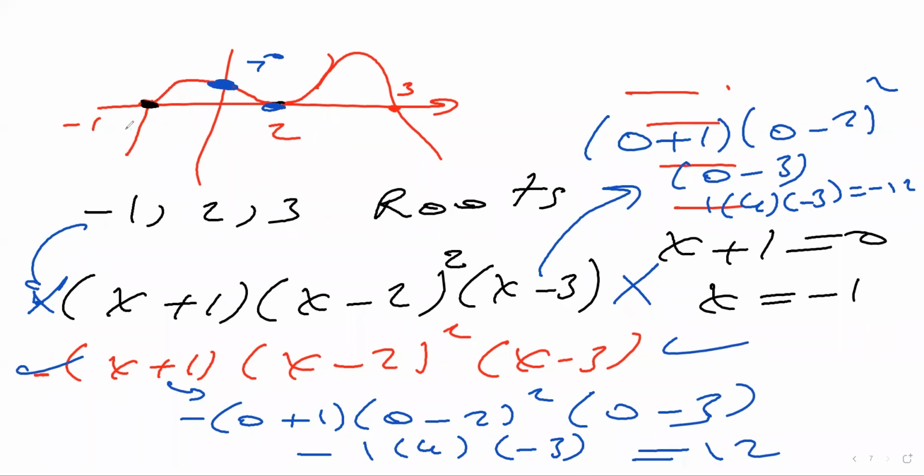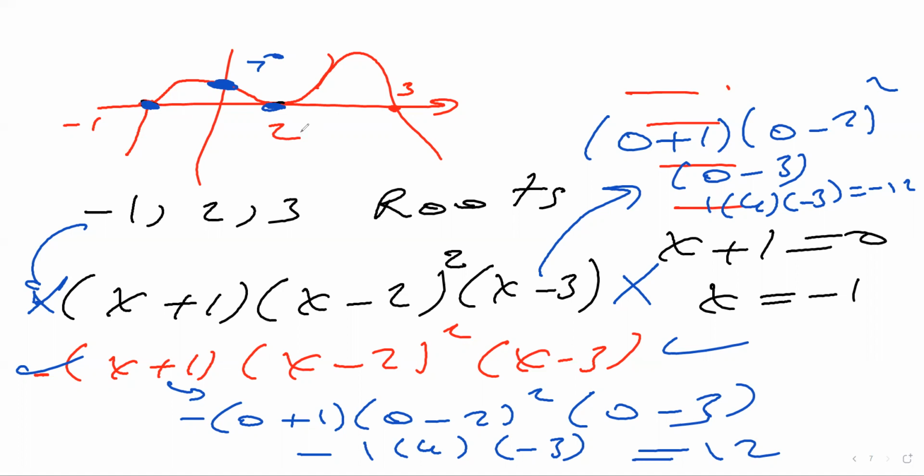Get the point, guys? Sir, I didn't understand the multiplicity part. Very good, no problem, don't worry. Now we have 3 intersections, minus 1, 2 and 3, right? But there is a big difference between them. At the point minus 1, the graph cuts the x-axis, right? But at the point 2, the graph touches the x-axis only, right?